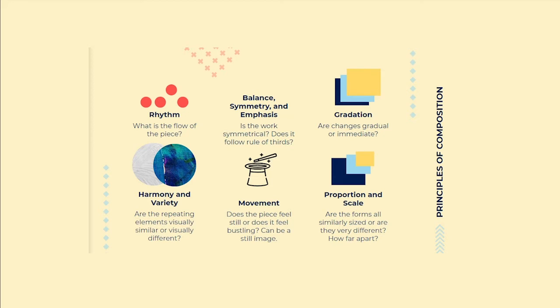But proportion and scale, I think, is very self-evident in language, sort of like how patterns are. Are you seeing a lot of variety in the forms in the piece? Are you seeing big and small? Stuff like that.